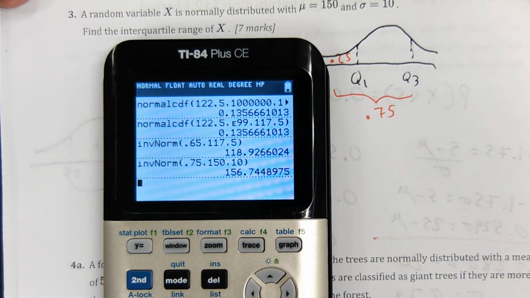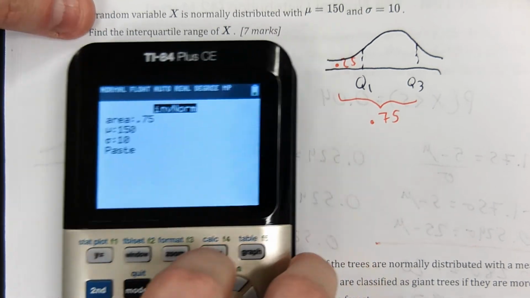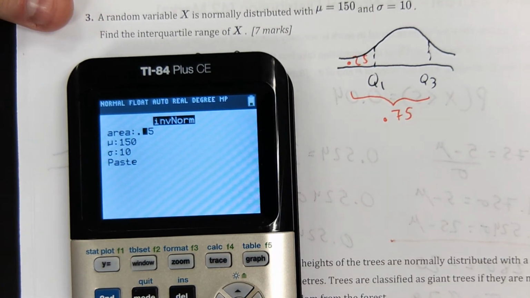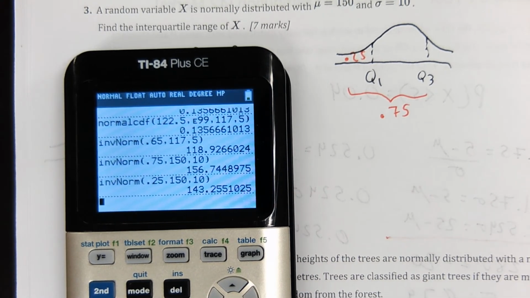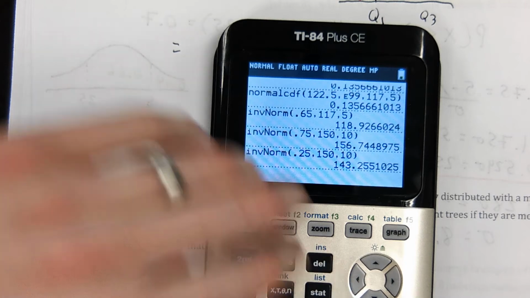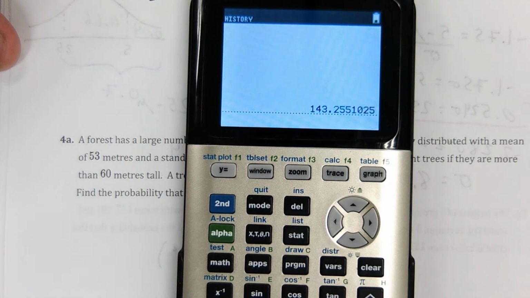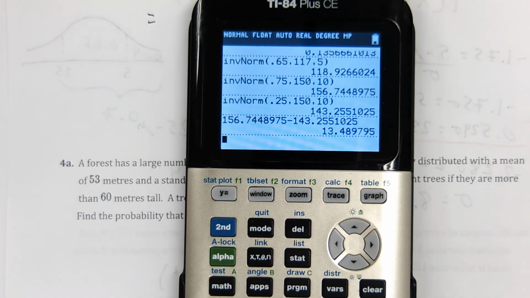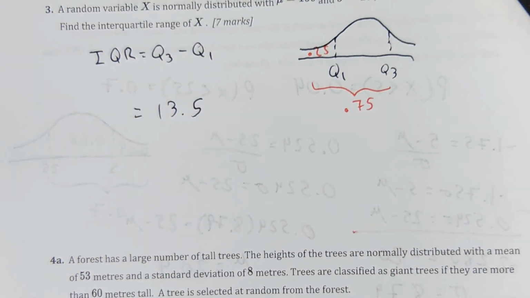Now let's find Q1. Second vars, inverse normal. To the left of Q1 is 0.25. It is really this easy. Your IQR is literally the difference between those two numbers. You could show so little work. It's one of those questions that masquerades as difficult, but it really isn't. The IQR is 13.5. A 7-mark question that could be done that fast if you understood.